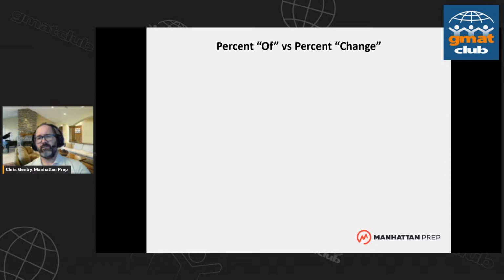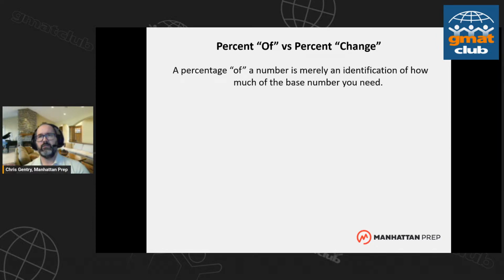A percentage of a number. How much of that base number do you need? You usually just apply it directly. 20% of 50, you take your percentage, 20 over 100, apply it to the 50 by multiplication, and you will get 10. Ta-da, you're happy.